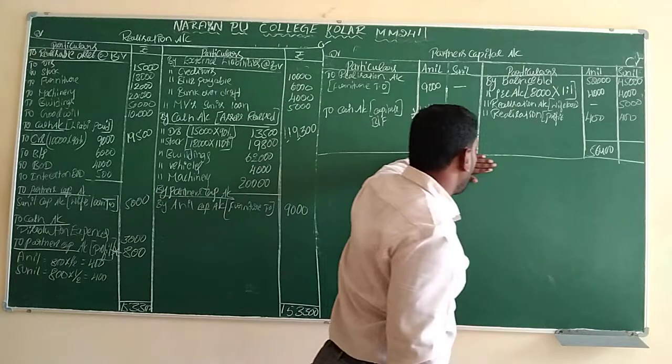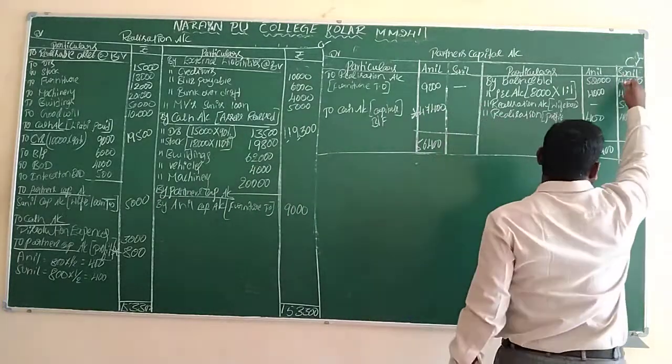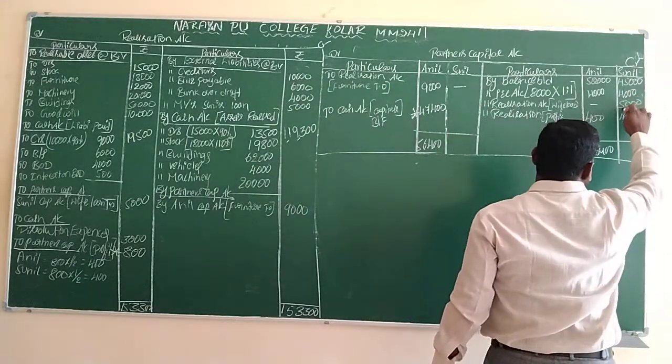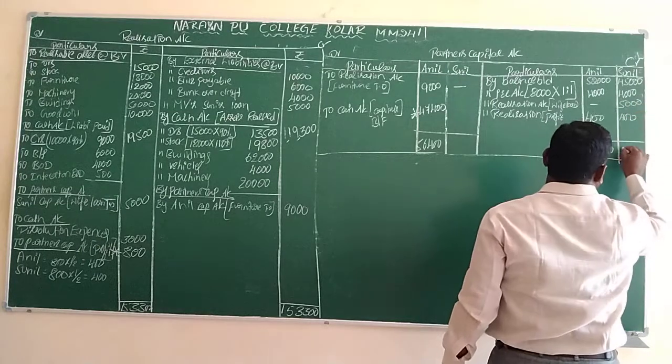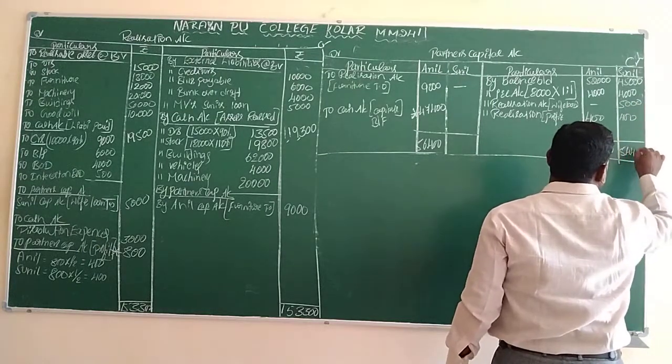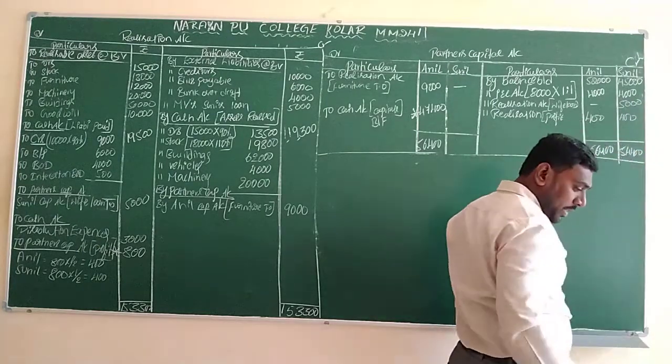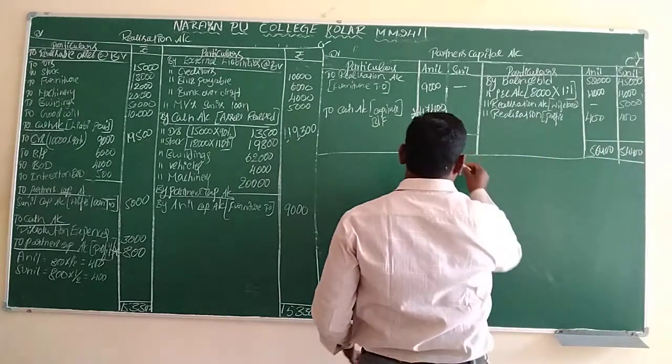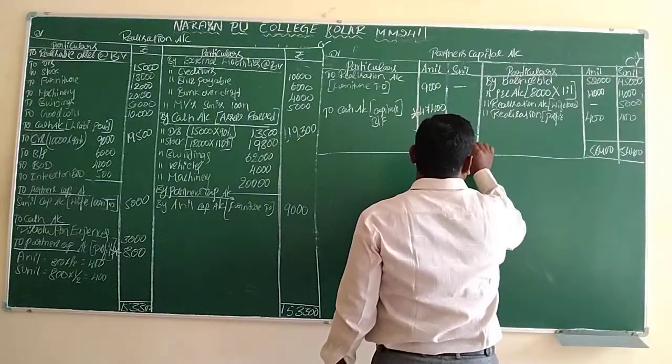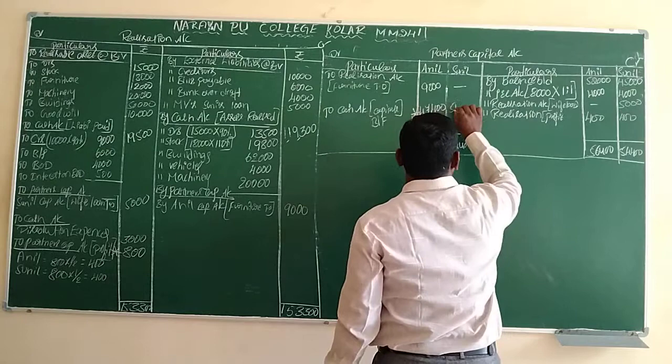Let's come to the total of the second partner. 45, 49, 54, 54 plus 400, 54,400 we have to get. The same values we have to transfer here also. 54,400, and the difference is also 54,400.